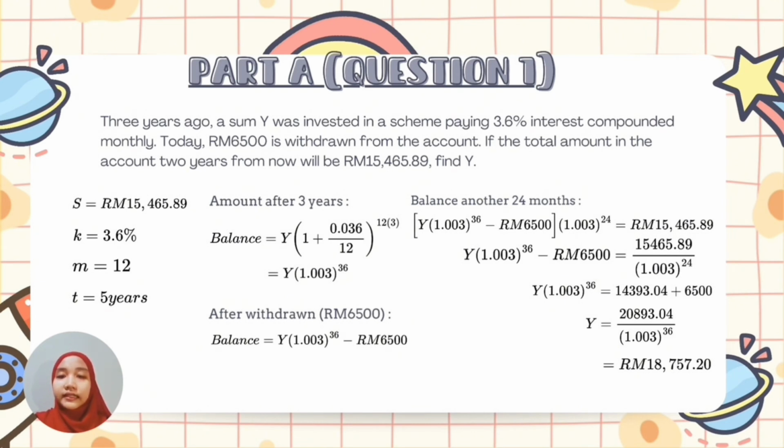Next, I add the 6,500 back to the right side. Y times 1.003 power 36 equals 20,893 ringgit and 4 cents. To find the original investment, I divide by 1.003 power 36. The original amount invested 3 years ago is Y equals 18,757 ringgit and 20 cents.